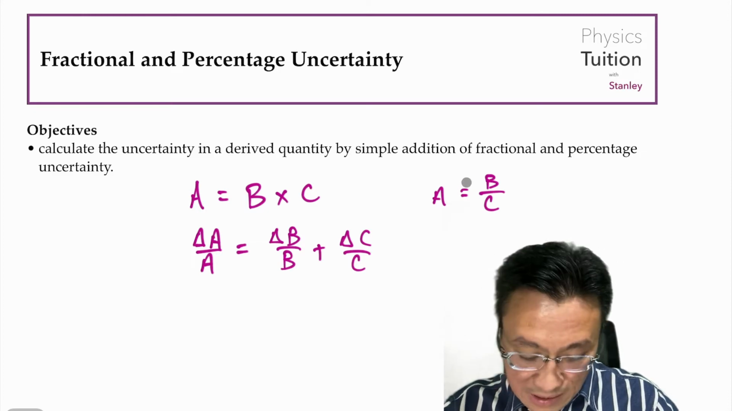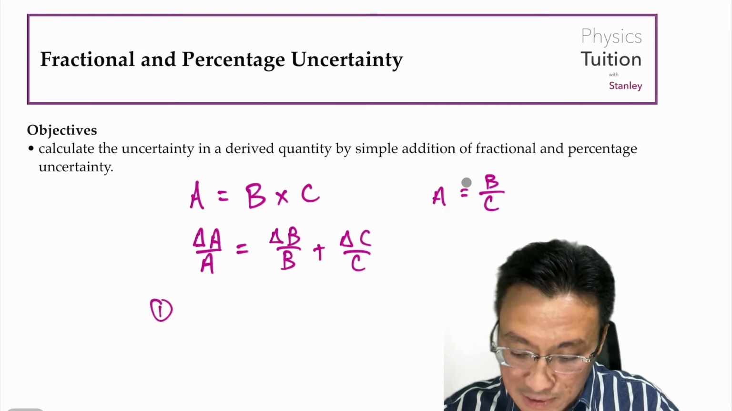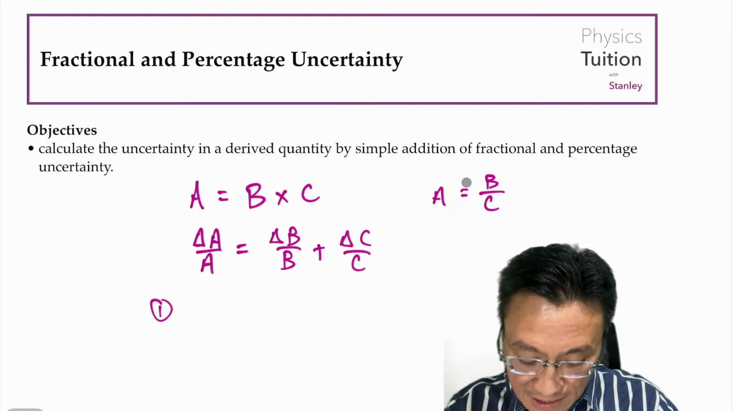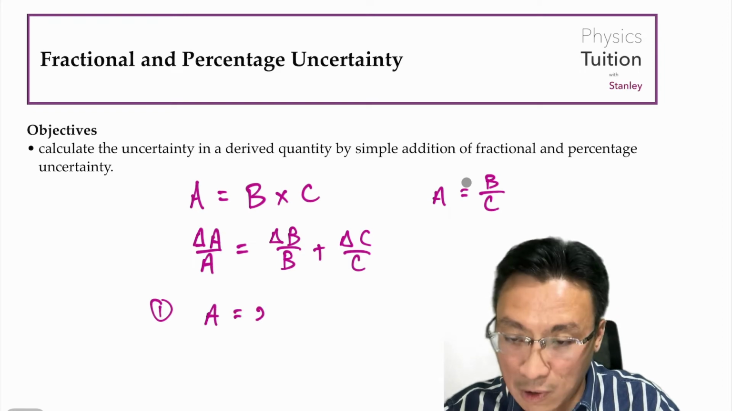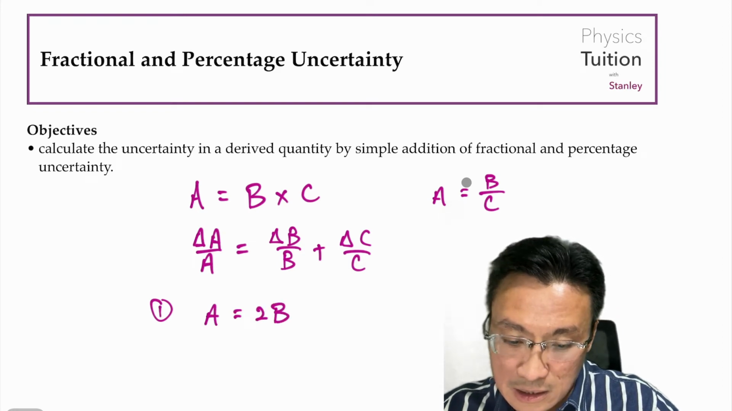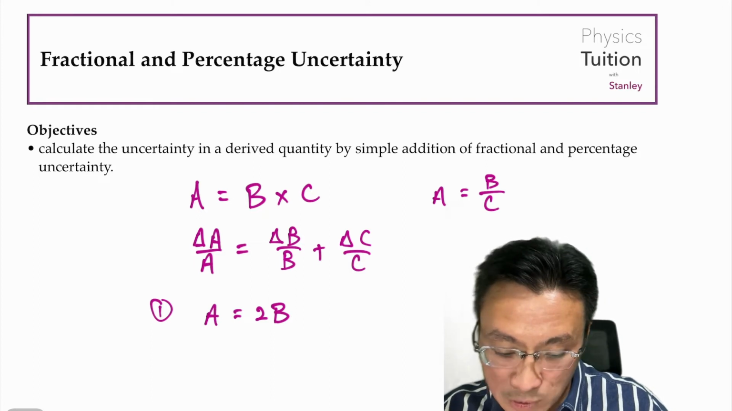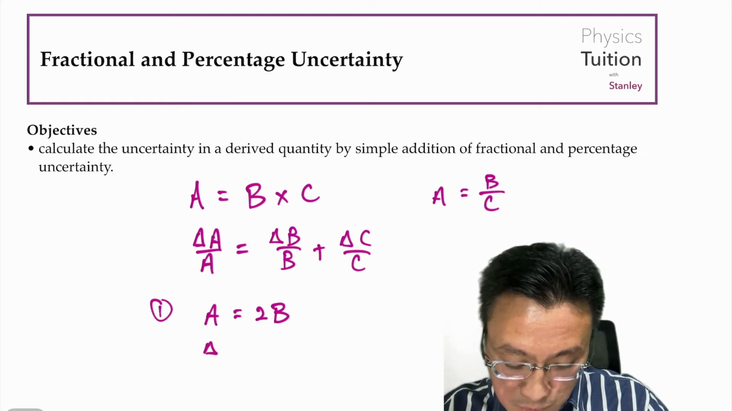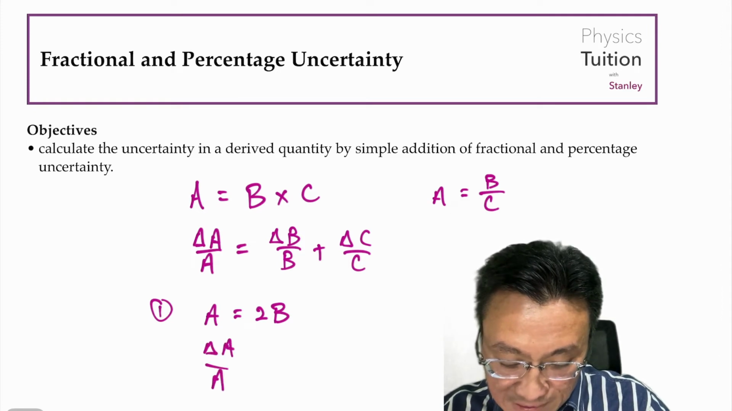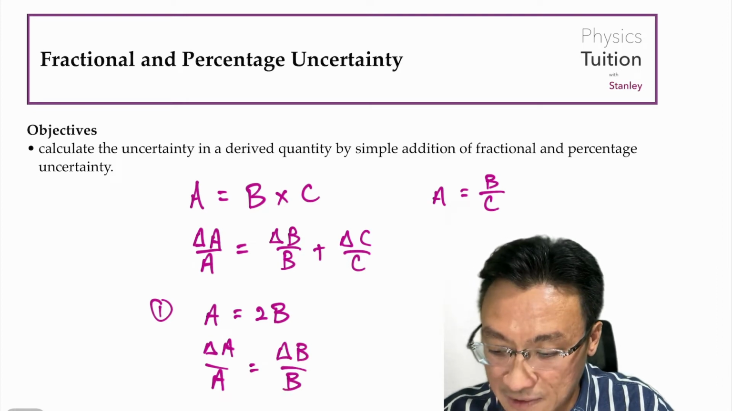So this brings us to a few important points. The first is if I have a relationship like A is equal to 2B, or any numerical multiplying factor of another quantity B, then there is no effect of the factor on the fractional uncertainty. So this is the first rule.